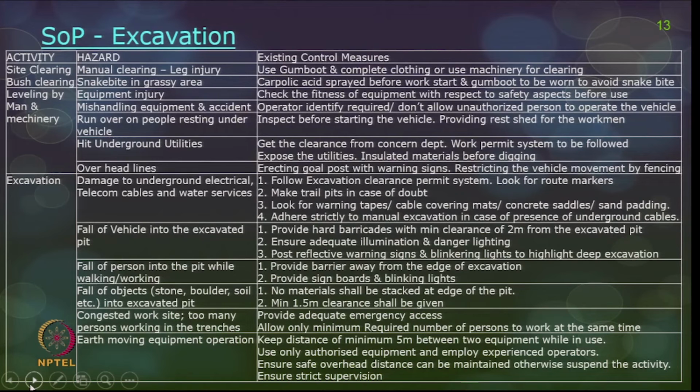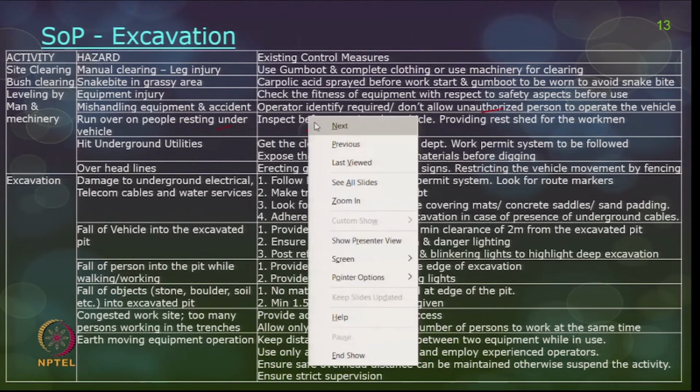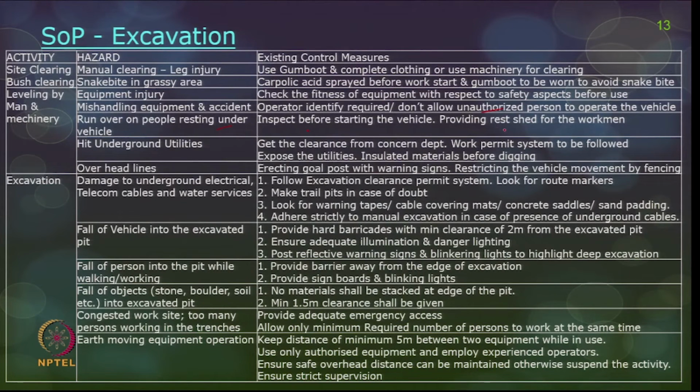Leveling by man and machinery, equipment injury. Check the fitness of the equipment with respect to safety aspects before use. Mishandling equipment and accident: operator identity is required, so you should not allow unauthorized operators to operate the vehicle. Run over on people resting under vehicle: before you start the machine, see whether any people are there below, or else you can also provide a rest shed for the workmen.